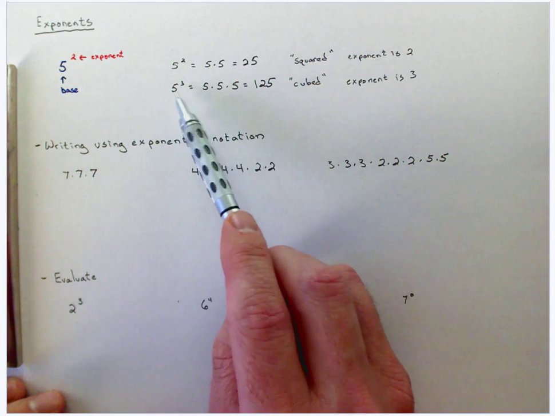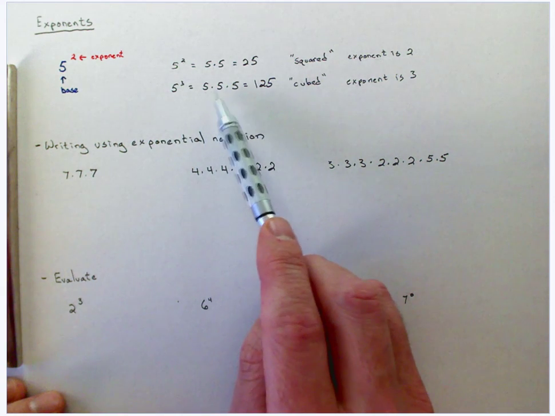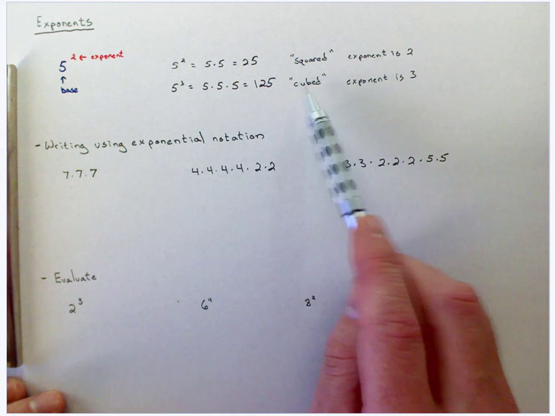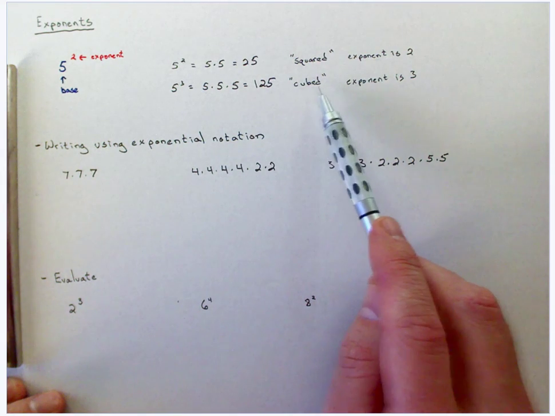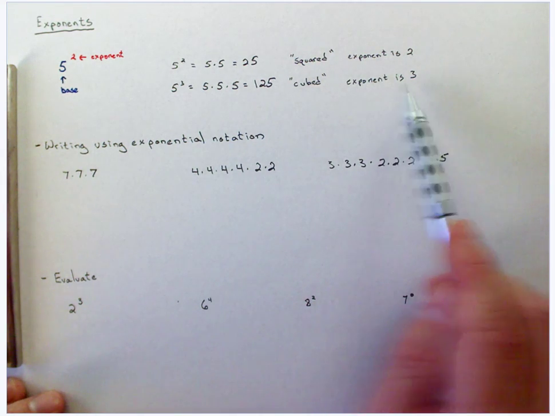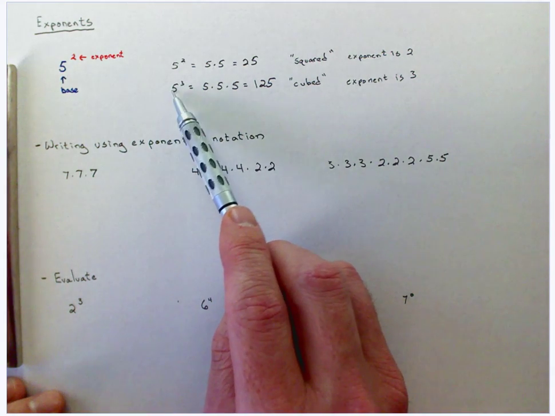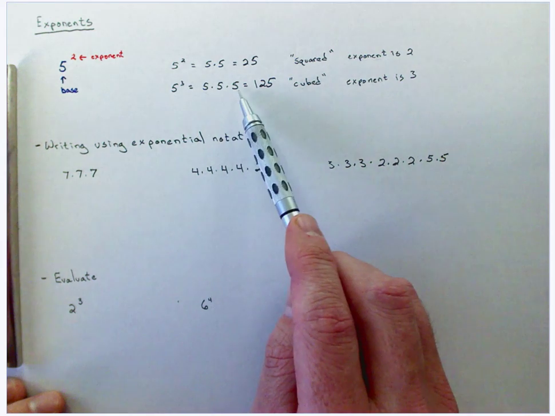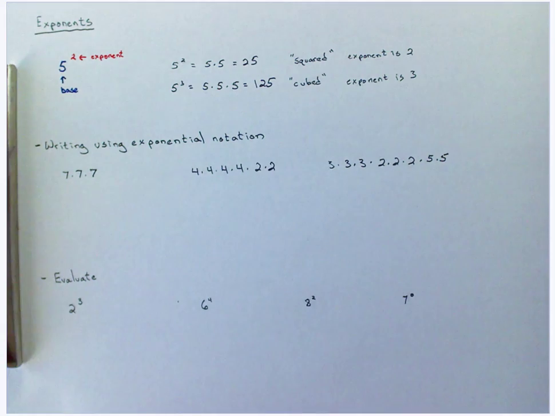5 to the third power simply means 5 times 5 times 5, which equals 125. We will call this cubed. Anytime the exponent is 3, we refer to that as being cubed. So 5 cubed. And again, it simply means 5 times 5 times 5, which equals 125.